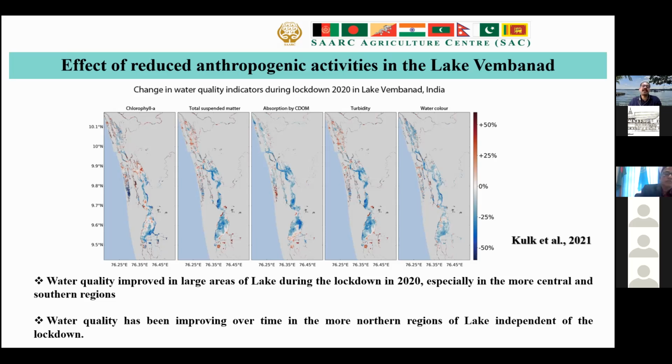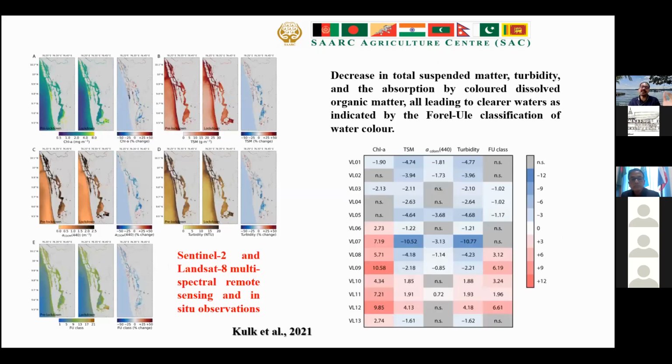When the regulations were eased, we got some measurements and we could compare them with the satellite remote sensing data also. So you can see how things improved with respect to the remote sensing information, and on the right hand side, the information we got from the citizen scientists, where they could tell about the color of the water based on the Forel-Ule classification.